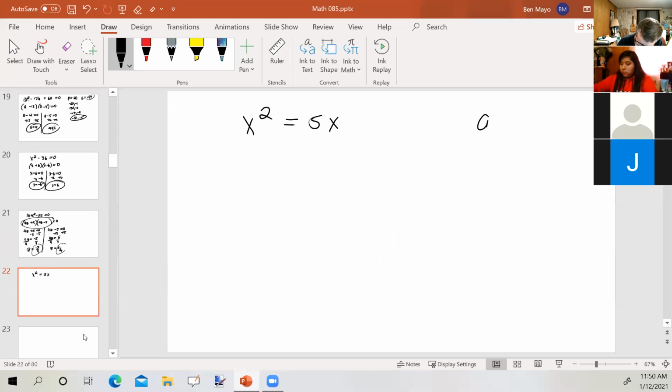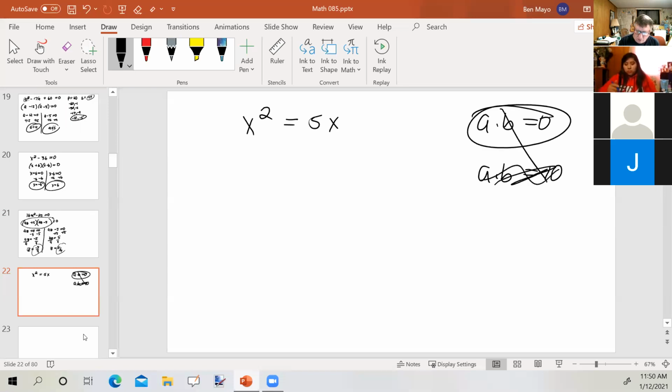For instance, if I say a times b equals 0, either a or b, one of those or both have to be 0. But what if I said a times b equals 10? Well, then there's an infinite number of possibilities. I could have 10 and 1, 5 and 2, 1/2 and 20, etc. So it's got to be set equal to 0 for this whole process to work.